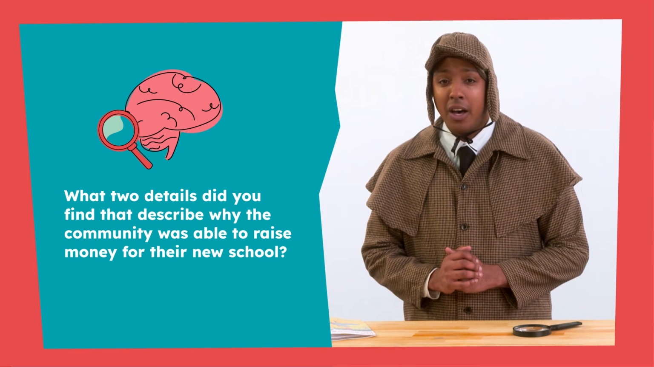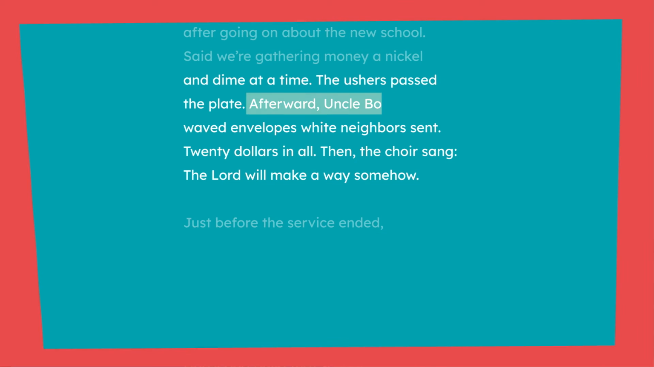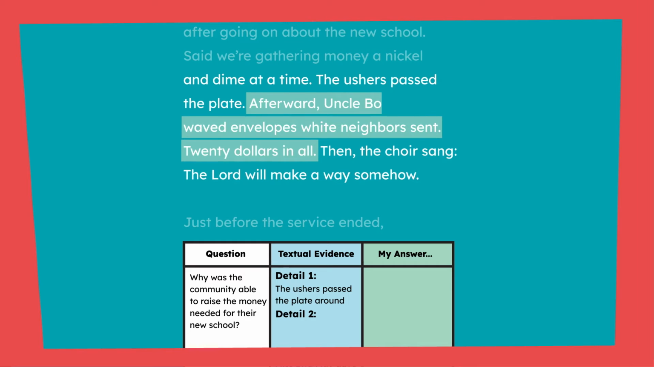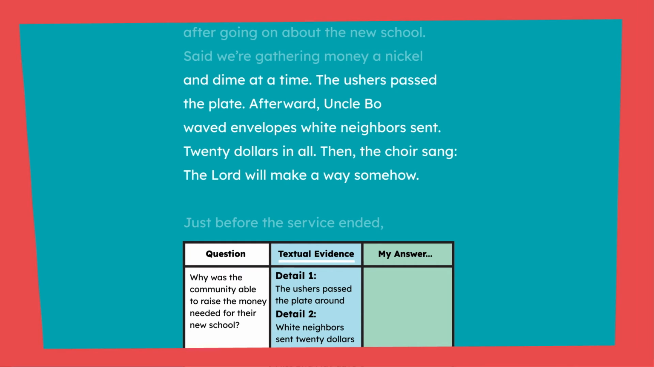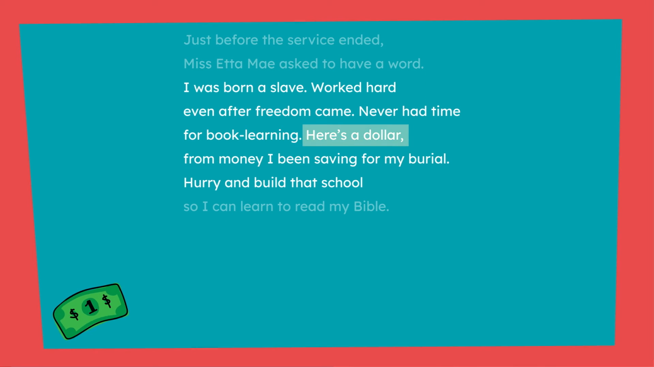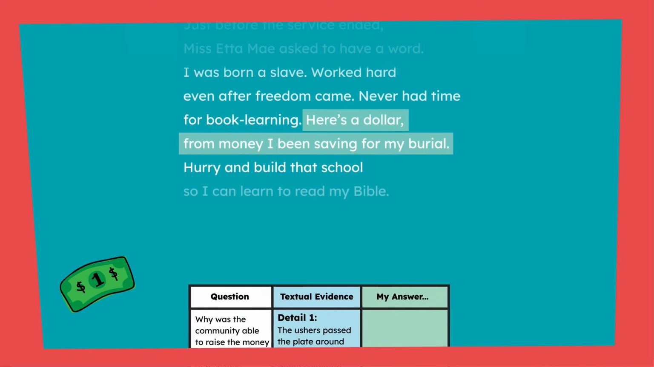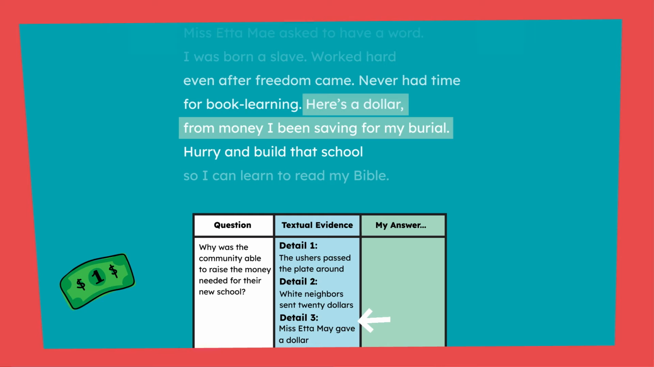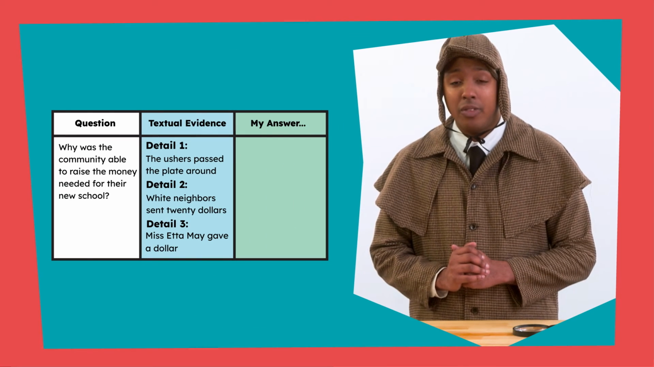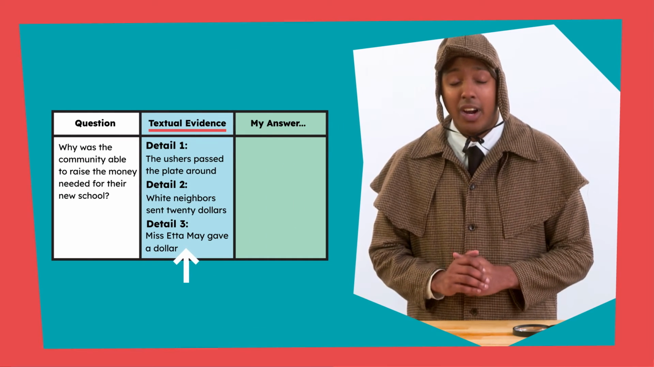Some of you may have found this one. Uncle Bo waved envelopes white neighbors sent, $20 in all. If you did, let's write something like white neighbors sent and $20 in the textual evidence column. Some of you may have found this one. Here's $1 for money I have been saving for my burial. If you found this one, let's write something like Miss Etta May gave $1 or she gave $1 in our evidence column. Raise your hand if you were able to find both of those details as textual evidence for our graphic organizer.